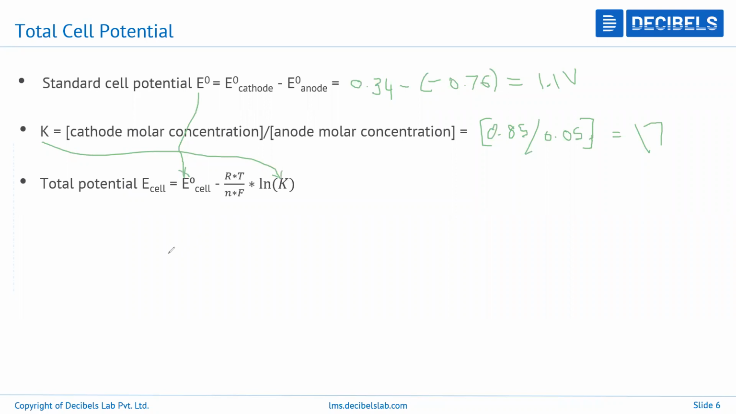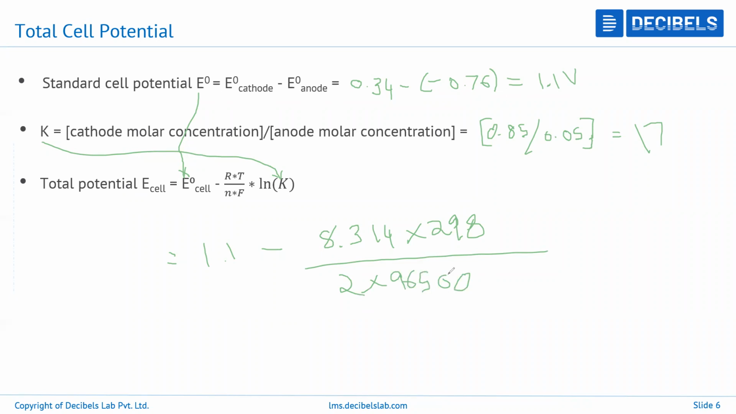Okay, so your E cell will then be equal to 1.1 minus, divided by N, which will be 2, into 96,500. I'll explain how exactly N is 2.